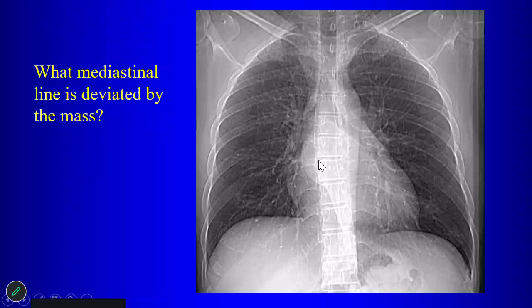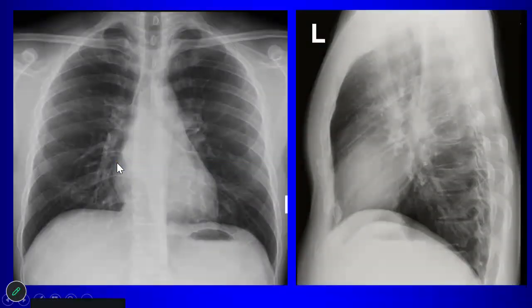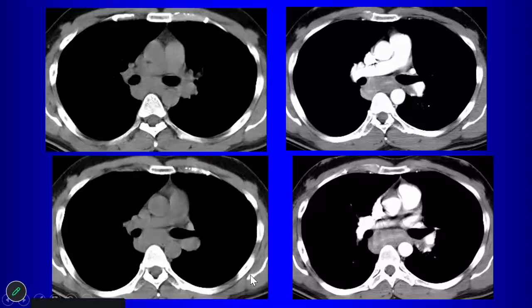So if you have a round subcarinal mass, what's the first thing you consider? Bronchogenic cyst. Bronchogenic cyst, right? So on the frontal view, there it is there. On the lateral view, hard to see, but it's down here. And then the CT looks like this. So is this a bronchogenic cyst?